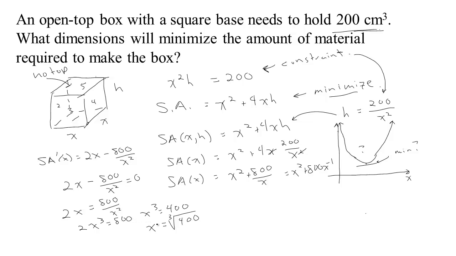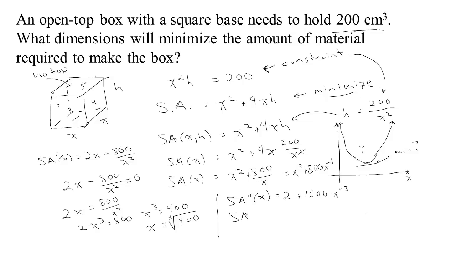So there's only one place where the derivative is 0. So there is this location. Now, is that what we expect? Is it a min? Well, we could always check by taking the second derivative. If we take the second derivative, the derivative of 2x is 2. The derivative of minus 800x to the negative 2 is plus 1600x to the negative 3.